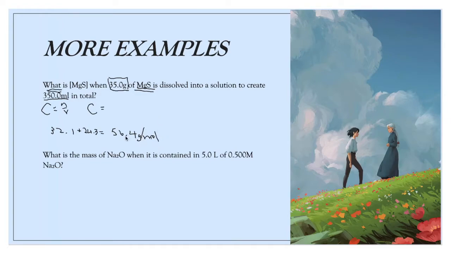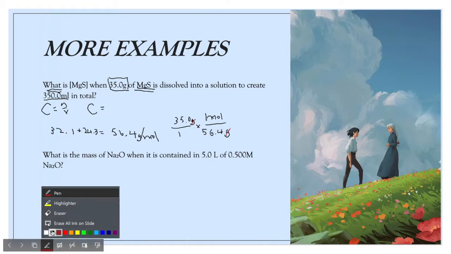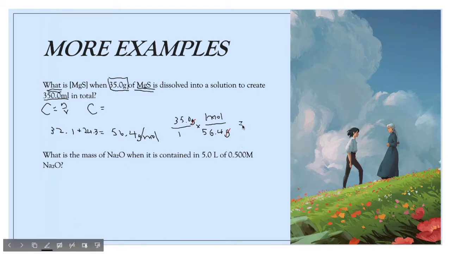So now what we write is 35.0 grams over 1, times 1 mole over 56.4 grams. This way we can cancel out the grams, and the result would be a number in moles. If we punch it in a calculator, we find that this equals 0.62 moles.